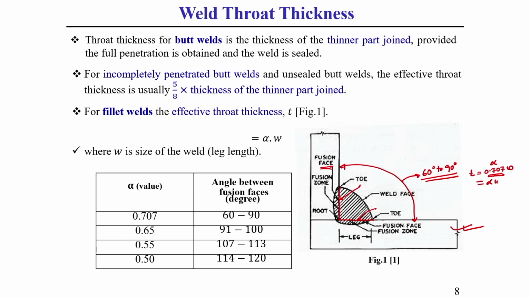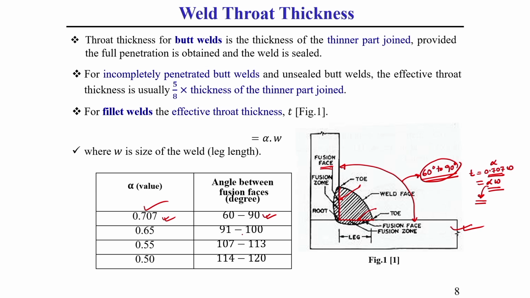Let us consider throat thickness equal to alpha into W. In case of a fillet weld, depending upon the fusion faces angle, this alpha can have a range of values. This alpha is provided by some international society. If the angle is between 60 degrees and 90 degrees, then we generally get a value of alpha which is 0.707.